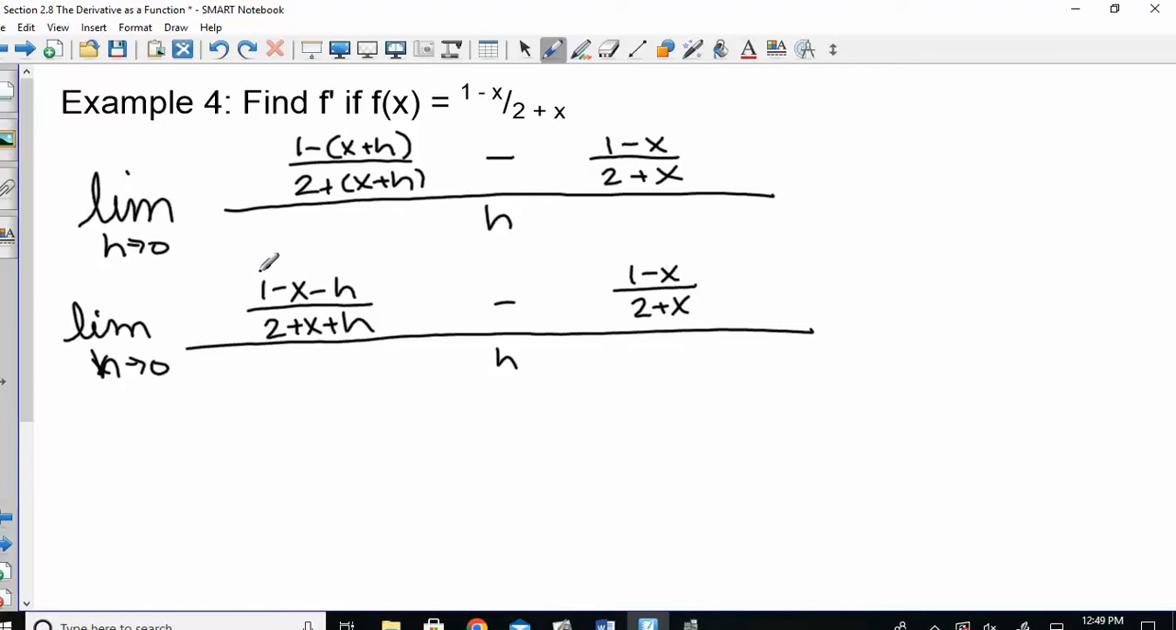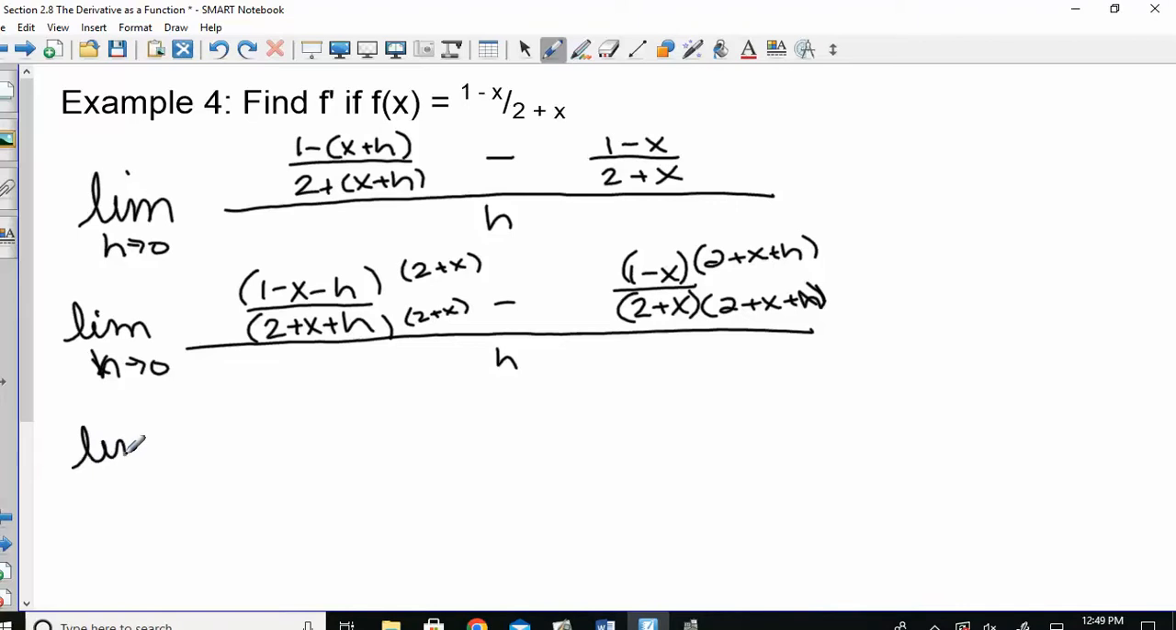What do we need to do? Multiply by 2 plus x plus h and 2 plus x. Got to get a common denominator. So this one needs 2 plus x on top and bottom. This one needs 2 plus x plus h. Alright, so we start distributing.